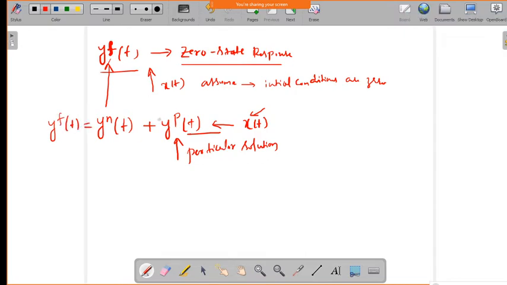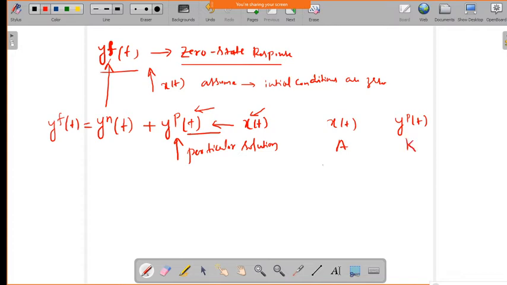Now, the particular solution may differ for different inputs. If the input x of t is a constant, then to find the particular solution we assume the output is in the same form as the input. So your y p of t, the particular solution, will be a constant. When we give the input as a constant, we assume the particular solution in the same form as the input, which is a constant.